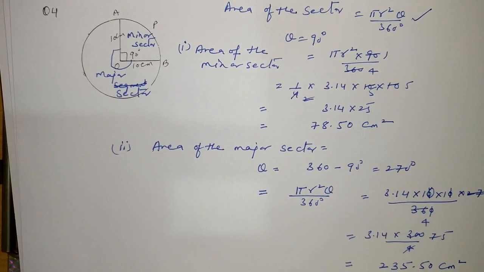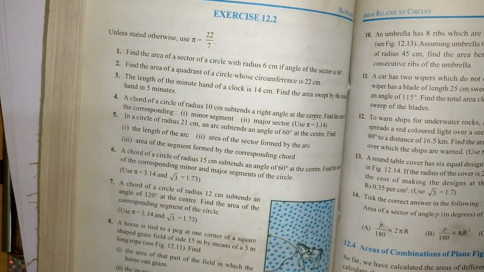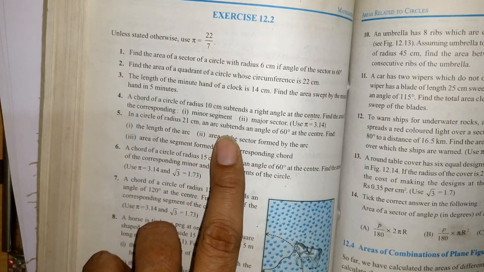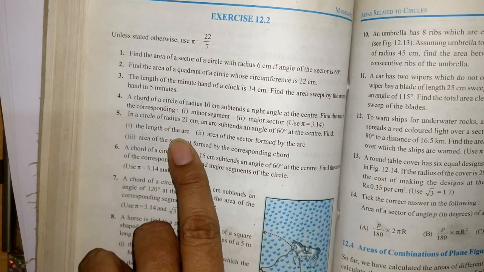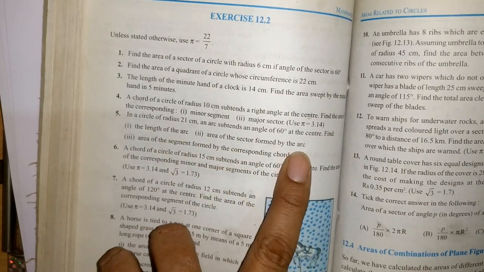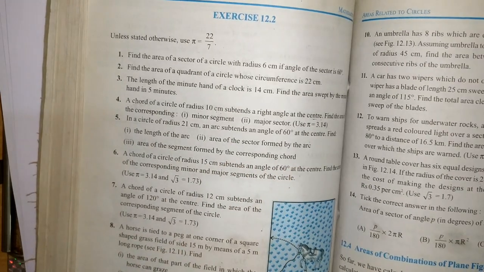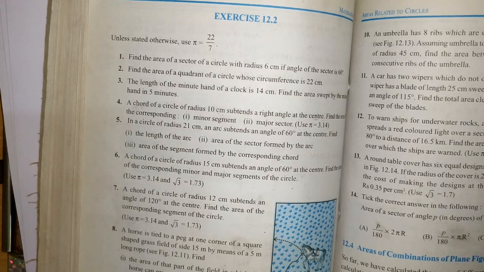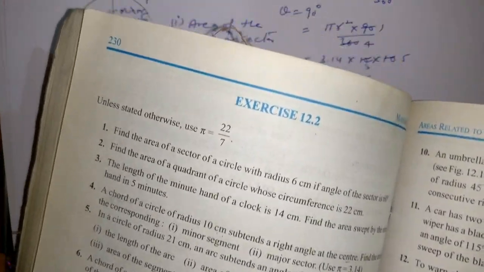Okay. Afterwards, I want to take this next question, question number 5, which says, in a circle of radius 21 centimeter, an arc subtends an angle of 60 degree at the center. Find the length of the arc, area of the sector formed by the arc, and area of the segment formed by the corresponding chord. So here we have to find three components. The first is the length of the arc, second is the area of the sector, and then the area of the segment formed by the corresponding arc.